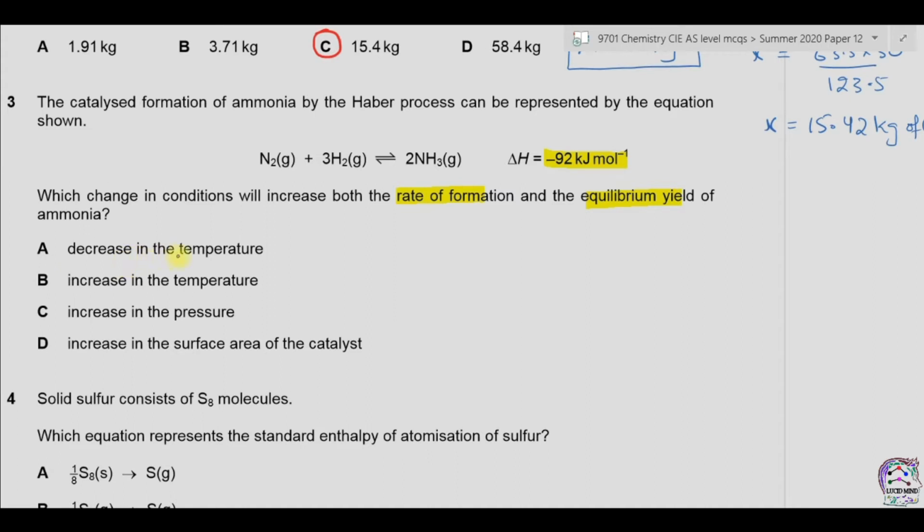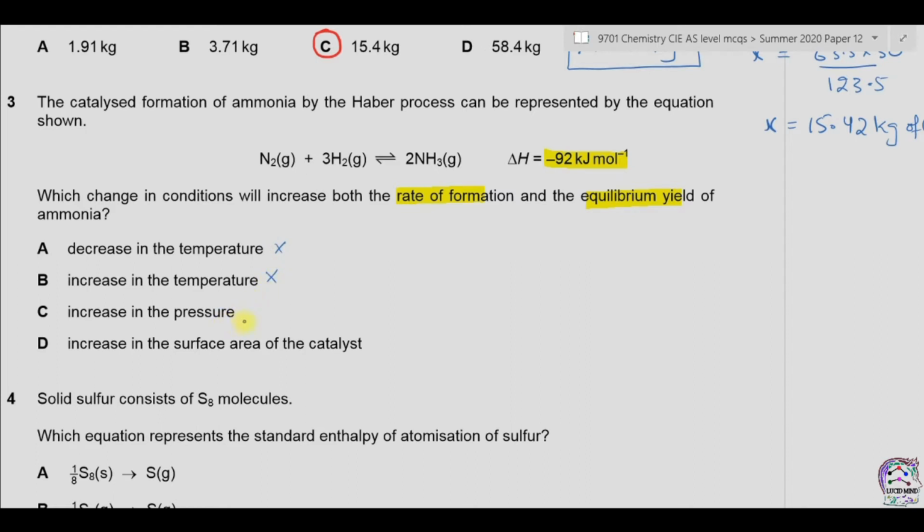A says decrease in the temperature. Now as the reaction is exothermic, in order to obtain greater yield we need lower temperature. But when we decrease the temperature, the reaction slows down, so the rate of formation will also decrease. B is increase in the temperature. If we increase the temperature for an exothermic reaction, the reaction is going to move backwards, which decreases the equilibrium yield of ammonia, so B is also not the option.